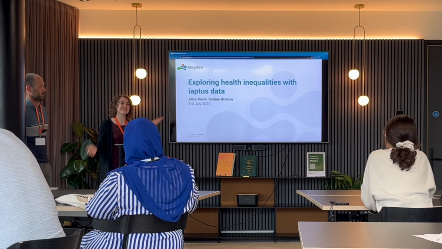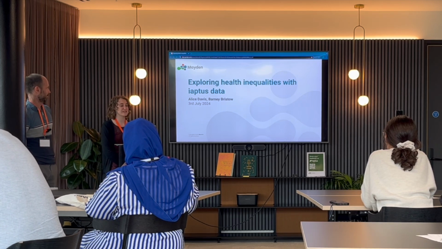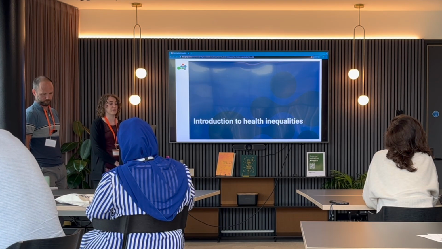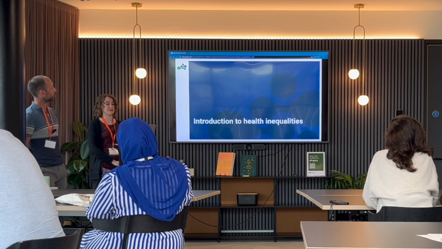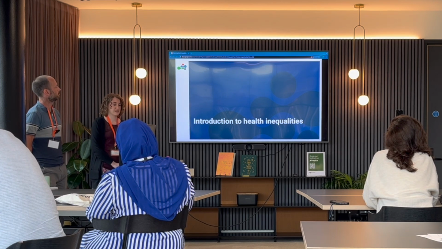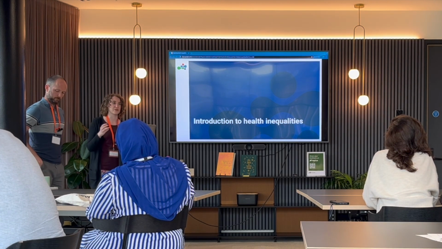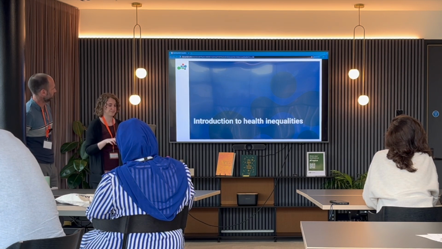So welcome to the workshop this morning on exploring health inequalities with iaptus data. I'll just briefly talk about health inequalities, setting out what they are, how the NHS proposes to tackle them, and what dimensions of health inequality or protected characteristics exist. Just helping to frame the types of data challenges and analysis we want to or need to do, and give us a bit of a framing for those activities a little bit later on.